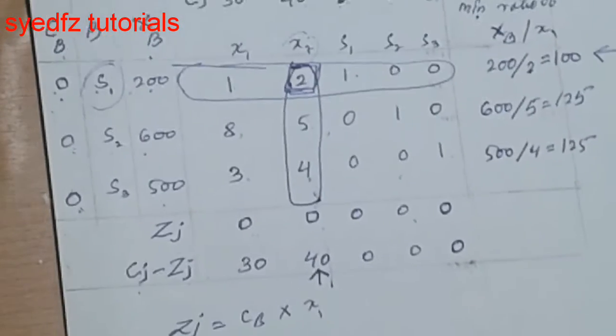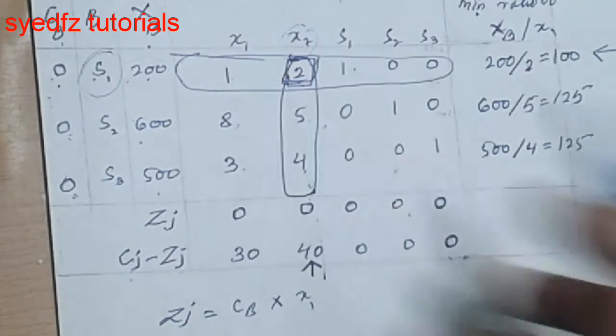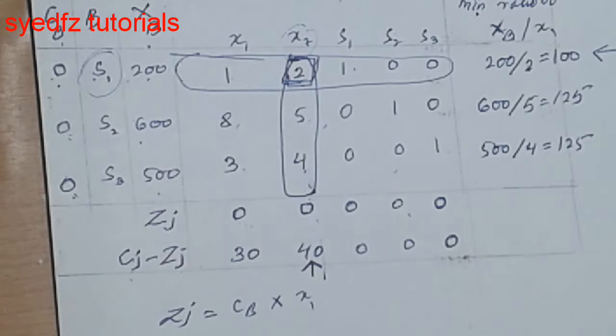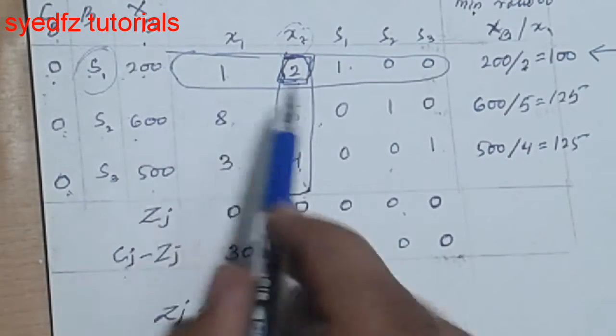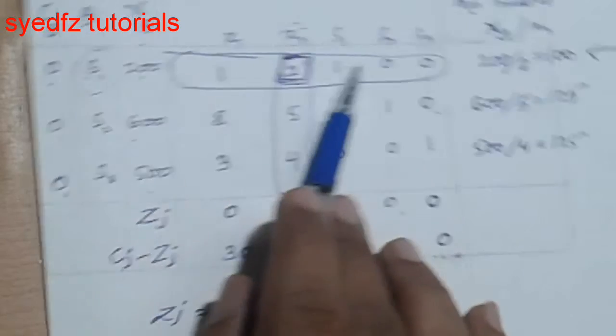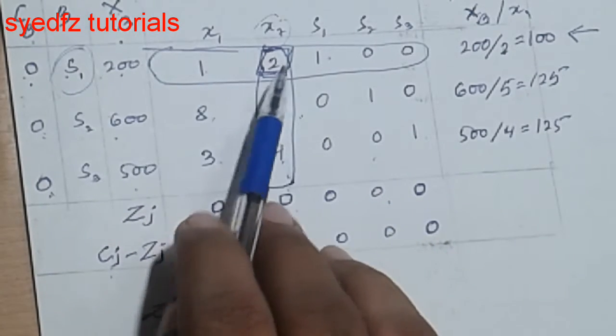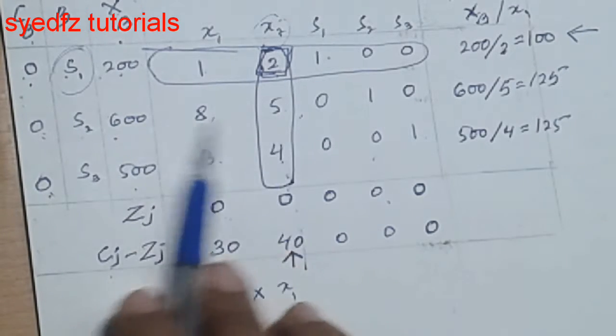What is the key element? We will get 2. Okay, so we get the 2, so divide all this row by the key element. This is the key column. All these values should be divided by the key column. This second row, S2 row, should be divided by 5.